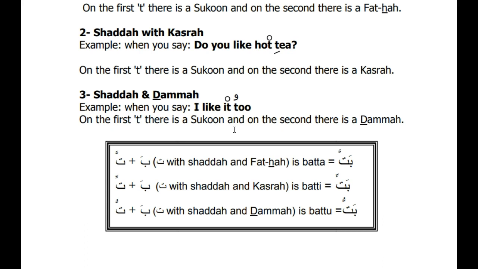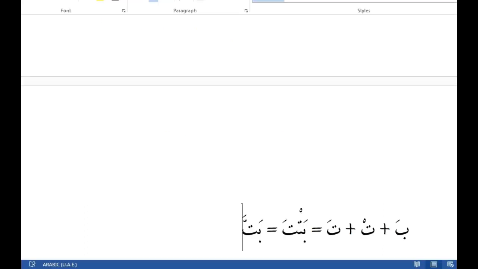So, let's read it now in Arabic letters. Ba with fatha, ta with shadda and fatha sounds batta. It's basically, I would like to write it down. It's like a math equation. We have ba with fatha, ta with sukun, and then ta with fatha. It would be equal, sorry for mixing Spanish, batta.